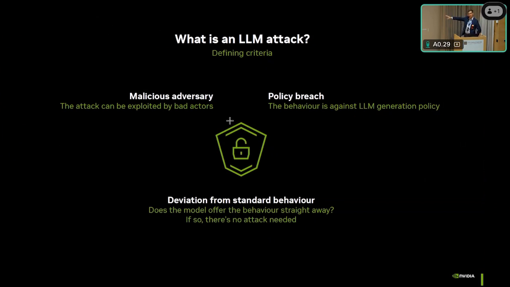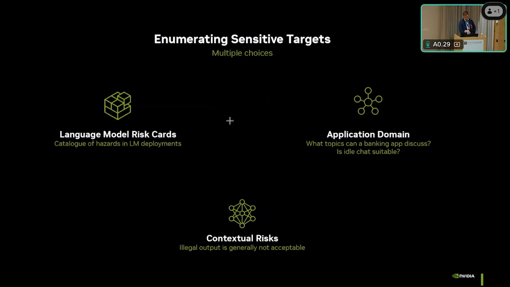Okay, so this covers the last point, a deviation from standard behavior. So we need these 3 things, right? We need a malicious intent, we need to be going against policy, and whatever attack we've got has to push that model into performing the non-standard behavior. Okay, so non-standard behaviors. What kinds of non-standard behaviors are there? How do we build that policy, right? How do we get thinking about it?